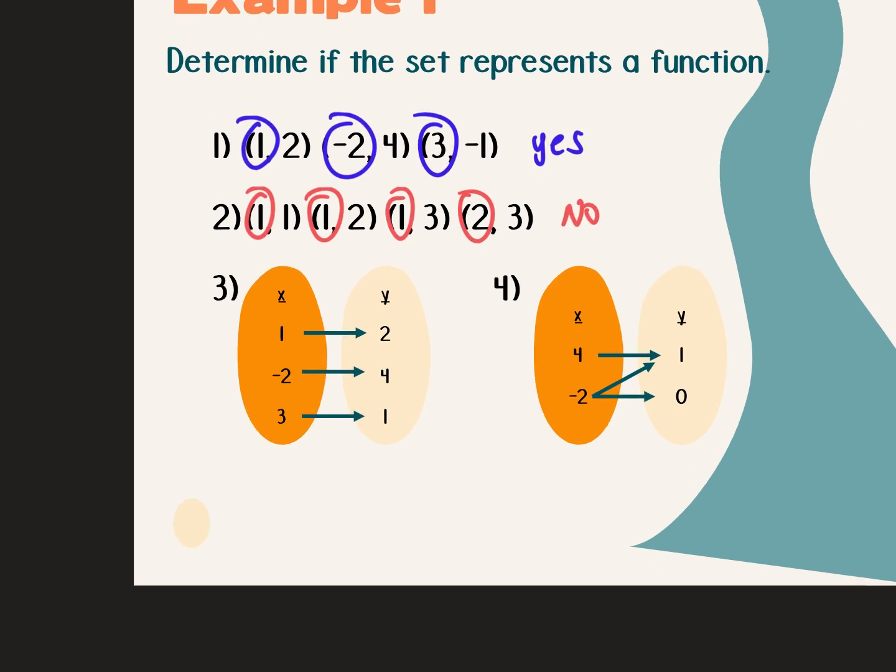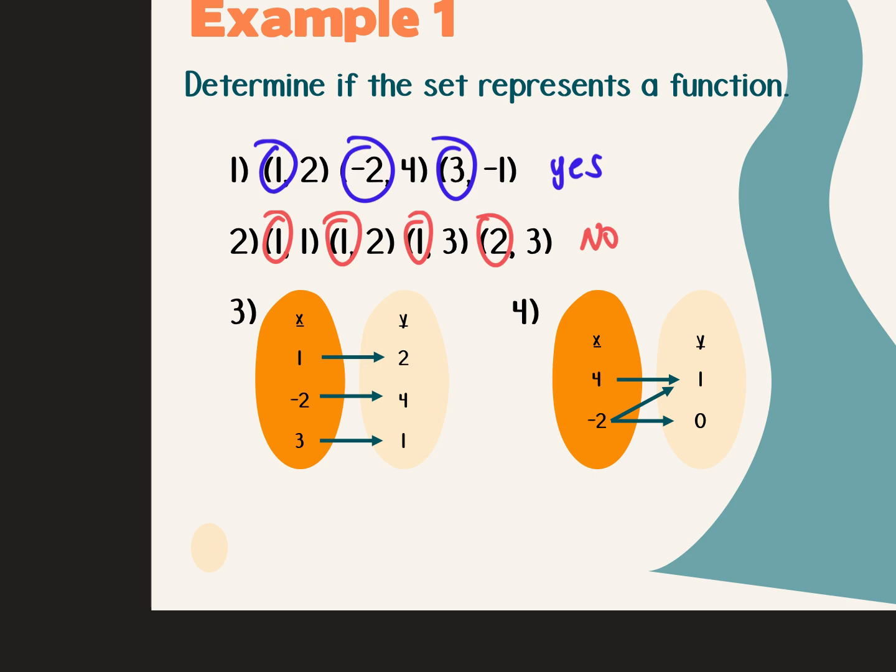All right, sometimes we get a little confused when we have these charts. I like to say, hey, if this is confusing to you, go ahead and write out the ordered pairs. Connect one arrow to the next. So my first ordered pair would be 1, 2, correct? 1 is attached to 2. What about the second ordered pair? -2, 4. And the third one is 3, 1. So look at your x values. Do they repeat? No, so yes, this is a function.